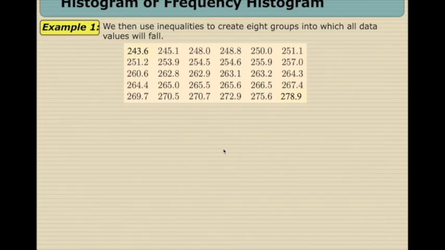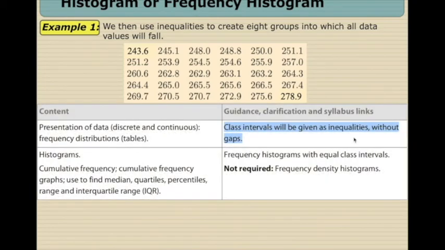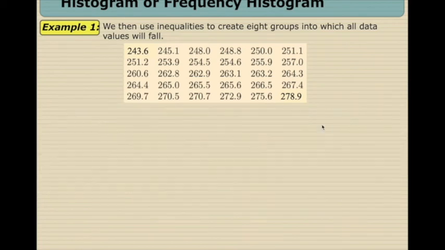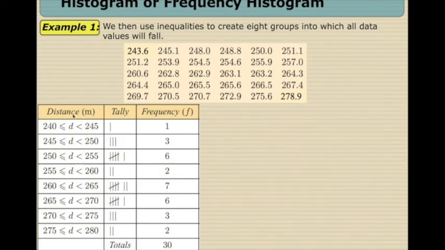So in the next step, we are going to present the data using a frequency distribution table. We put the data into the table first, and again, based on the syllabus, class intervals will be given as inequalities without gaps. So there you go. We have the distance column, tally, and frequency, and we have 1, 2, 3, 4, 5, 6, 7, 8 classes. All right.